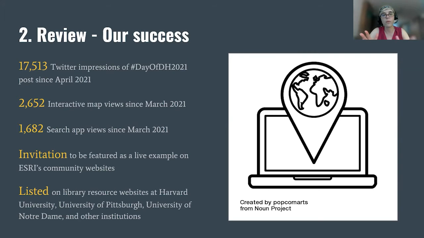So before we start in with the tutorial, and we're going to get to that next, we just wanted to share a few of the successes that we've seen so far in developing, building, and providing this tool for folks to use. Since April of 2021, we've had over 17,000 Twitter impressions from a post that we made on the day of DH. That was in late April.